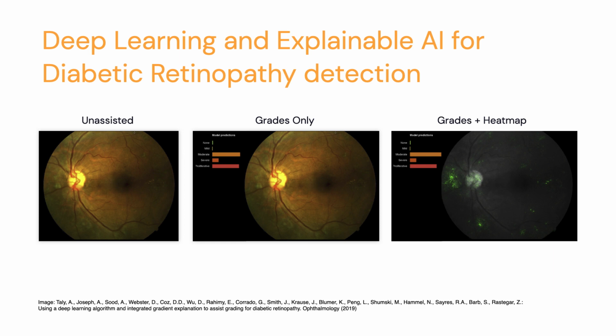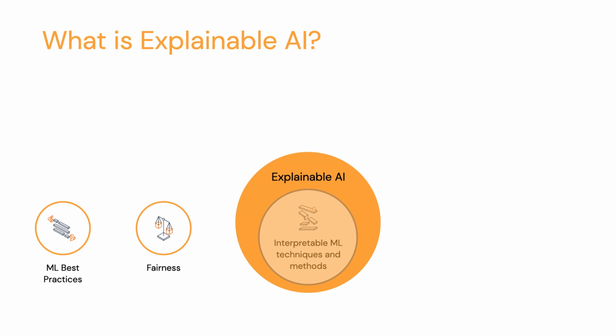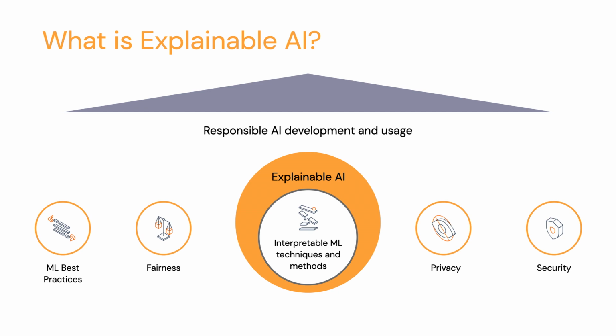Explainable AI is a research field on ML interpretability techniques whose aims are to understand machine learning model predictions and explain them in human and understandable terms to build trust with stakeholders. Explainable AI is a key part of broader human-centric responsible AI practices, which you can learn about in other talks in this series as well.